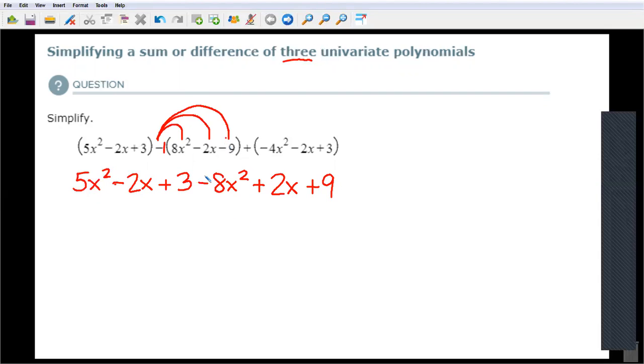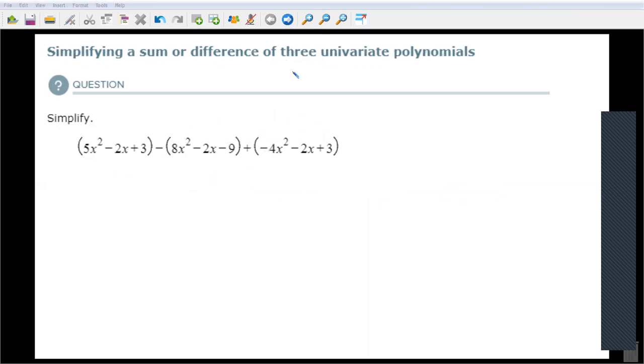Now the third one, if you remember also from last week, when you add polynomials together, you're basically distributing a +1 here. And if you distribute a +1, you're not really going to change anything. So 1 times -4x squared is -4x squared. 1 times -2x is -2x. 1 times 3 is 3. And now you've done the hard part, which is simplifying each polynomial. After this, all you have to do now is combine like terms.